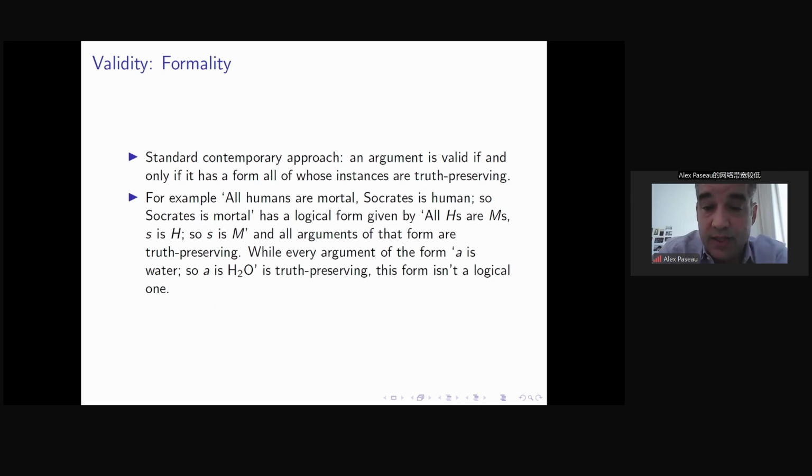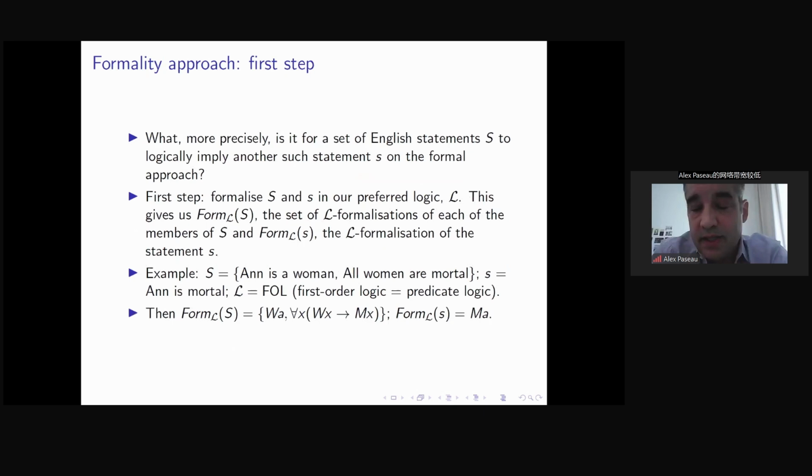In contrast, every argument of the form "A is water, so A is H2O" is truth preserving as well. But the form of the argument isn't a logical one. So you might ask for some more precision here. What is it for a set of statements of natural language to logically imply another statement on this formal approach?